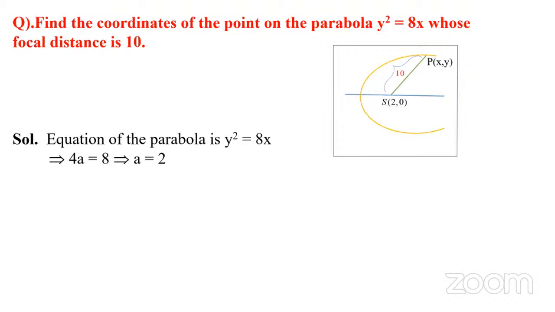What is the distance formula? SP equal to the square root of (x1 minus x2) whole square plus (y1 minus y2) whole square.